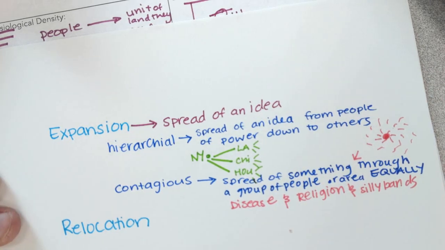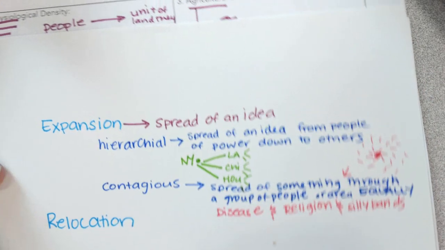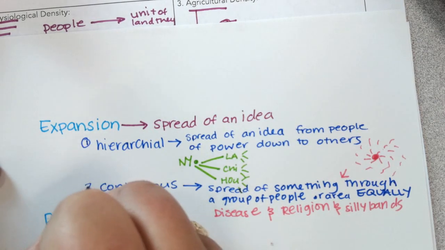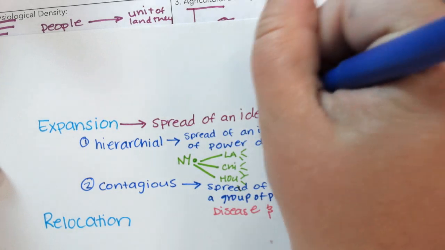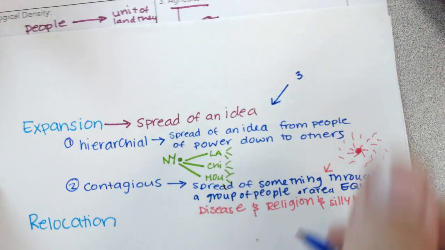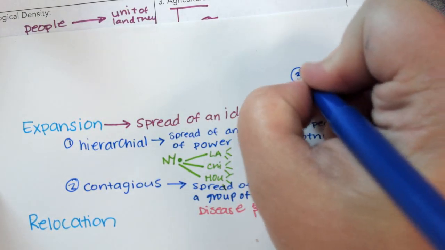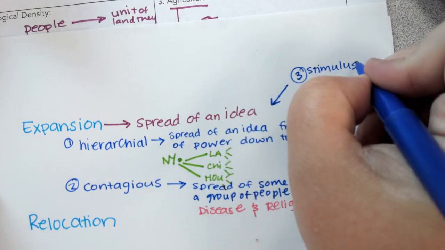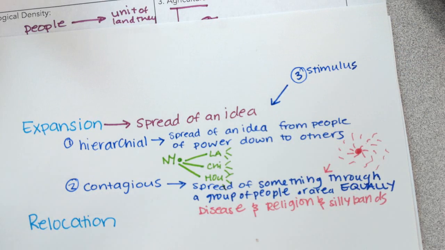Now the third version here, and I'm running out of room, so we've got 1 and 2, and these are kind of similar. The other one, number 3, is stimulus diffusion. In stimulus diffusion, you take a basic idea.